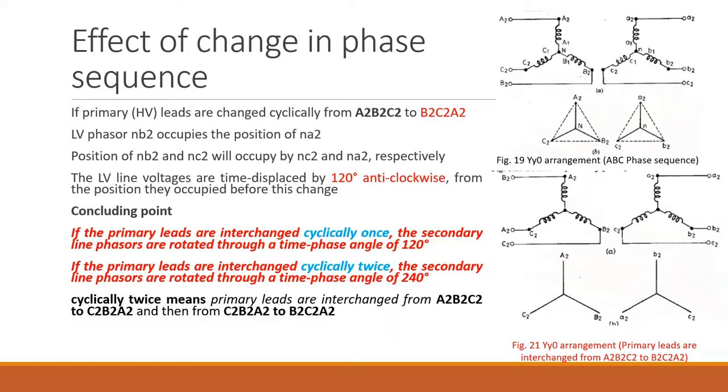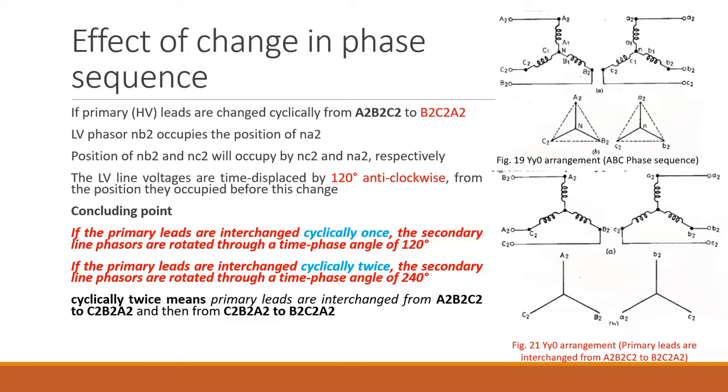So what exactly we can conclude here: if the primary leads are interchanged cyclically once, the secondary line phasors are going to rotate through a time phase angle of 120 degrees. If there is a twice change in the primary connections or leads, the secondary line phasors are going to rotate through an angle of 240 degrees.